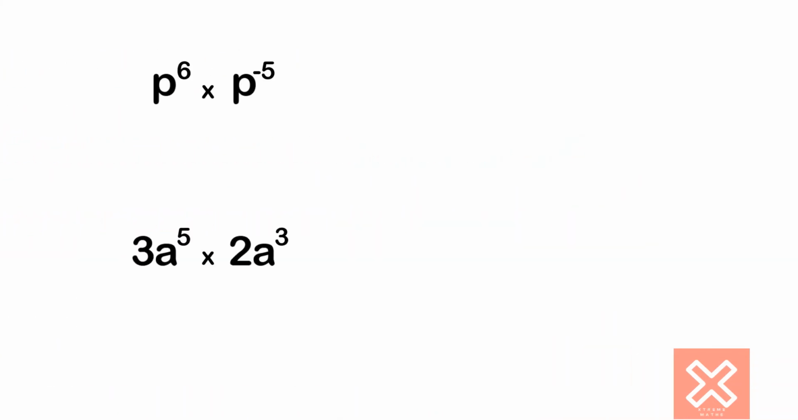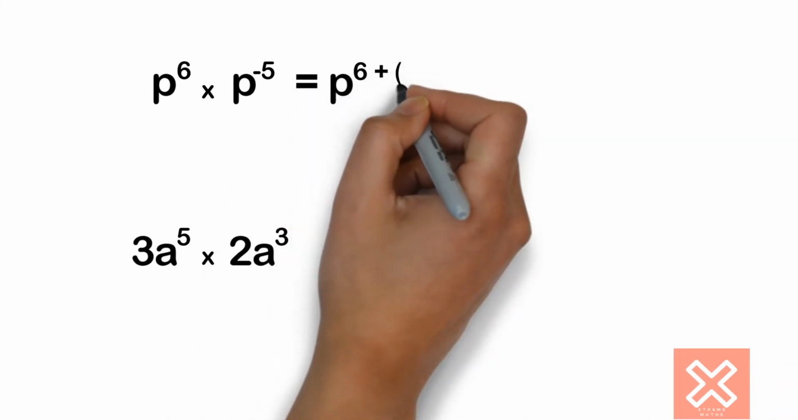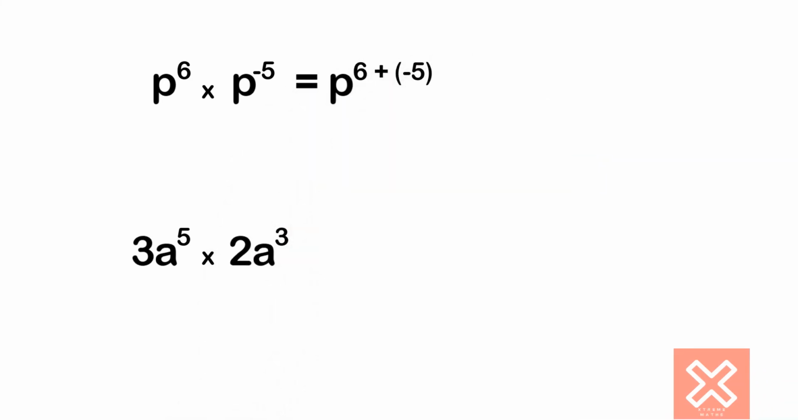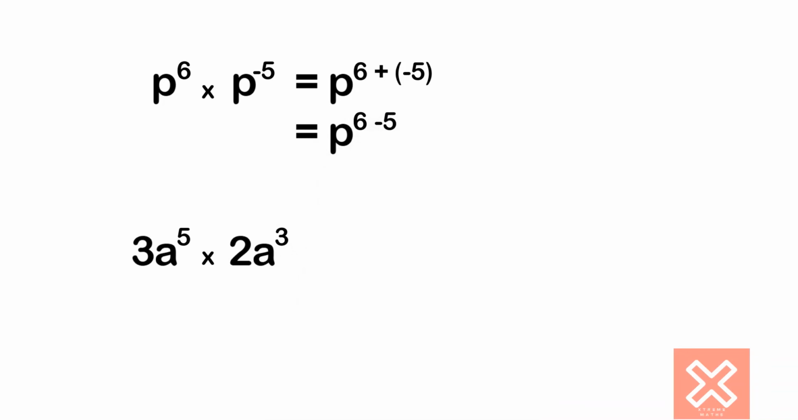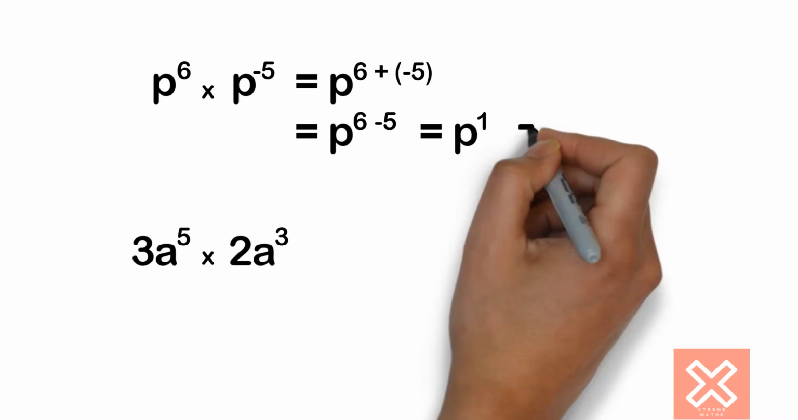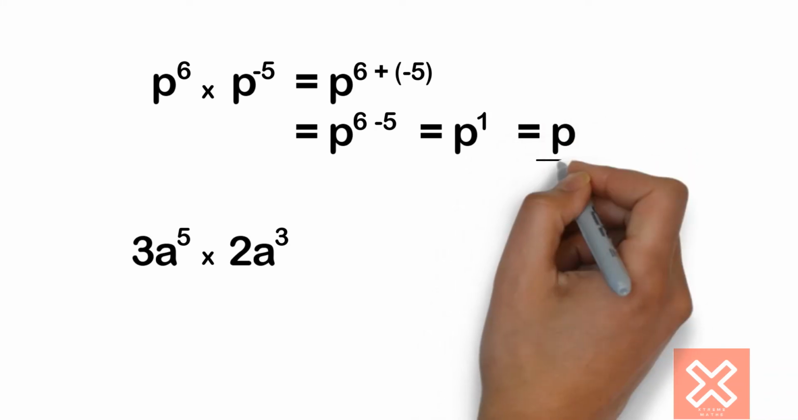Now let's do these two sums. This is p to the power 6 into p to the power minus 5. So how can we do this? P is the base, 6 plus minus 5. You can write here p to the power 6 plus minus 5. P to the power 1 means p, p one time. Answer is p here.